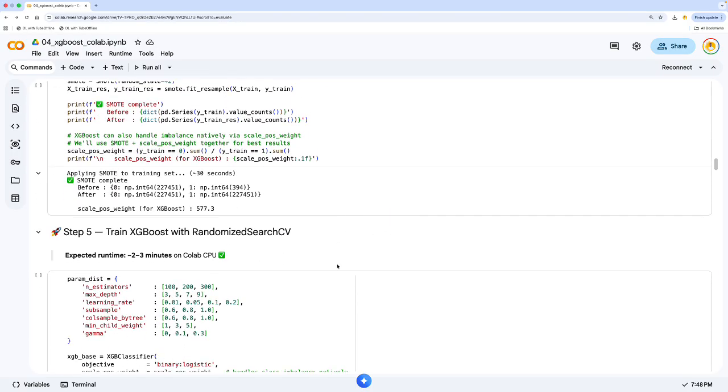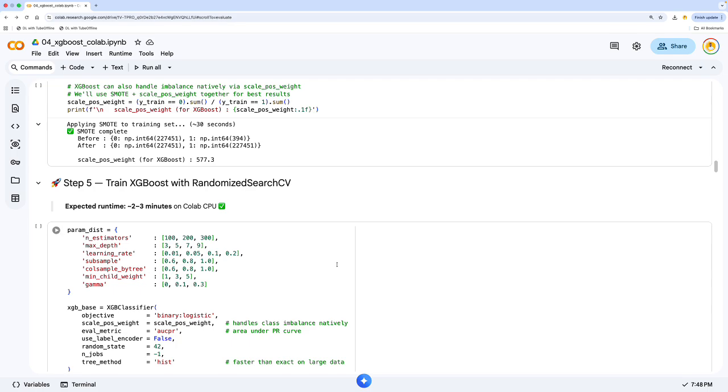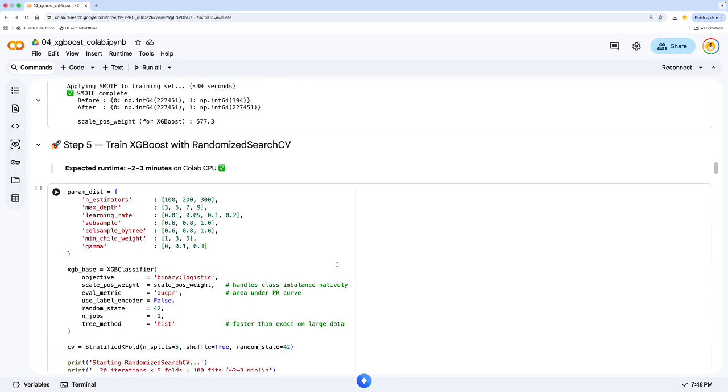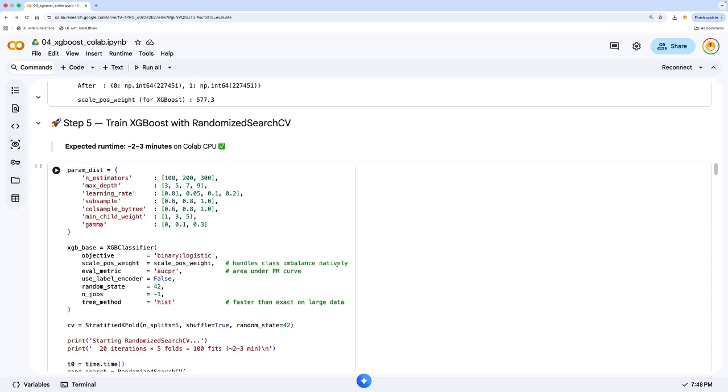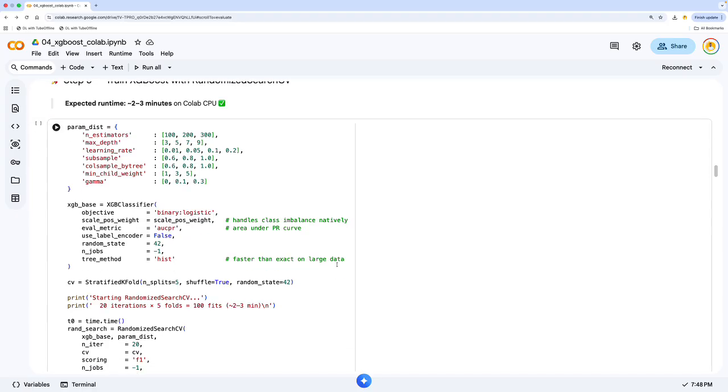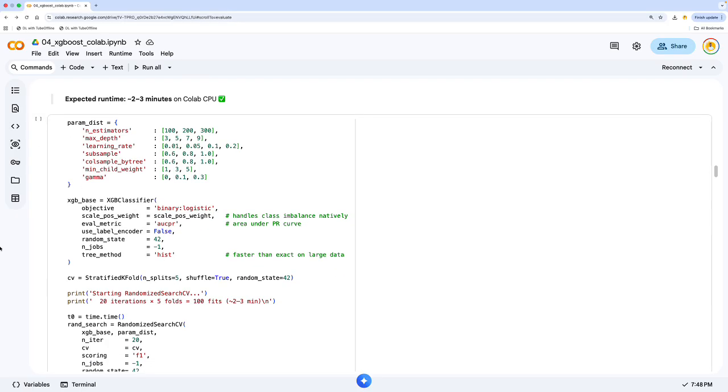Next, I used randomized search CV with 5-fold cross validation to find the optimal hyperparameters. My best configuration used 300 estimators, a maximum depth of 9, and a learning rate of 0.2. I also used the hist method, which dramatically speeds up the training process without sacrificing accuracy.